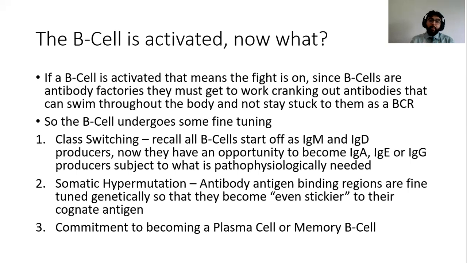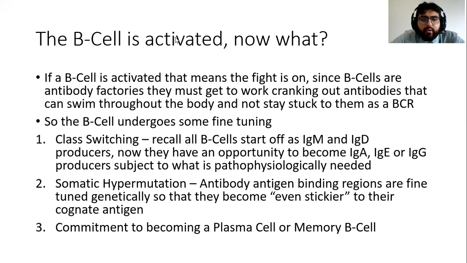And also the B cell can undergo somatic hypermutation. That's basically when the tips, the antigen binding region of the antibody, is fine-tuned so that it sticks to antigen better. It's like a fine-tuning process. So it hypermutates a bit so it can become fine-tuned.